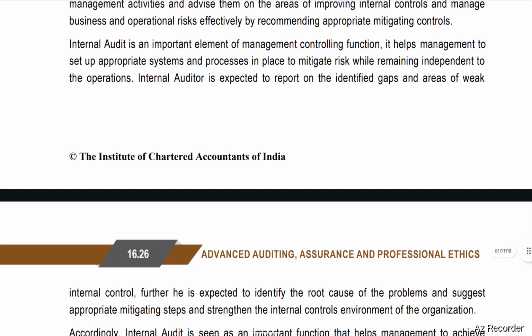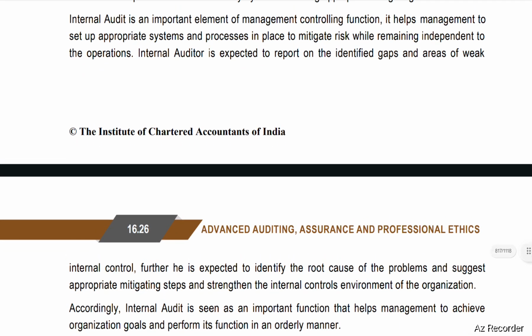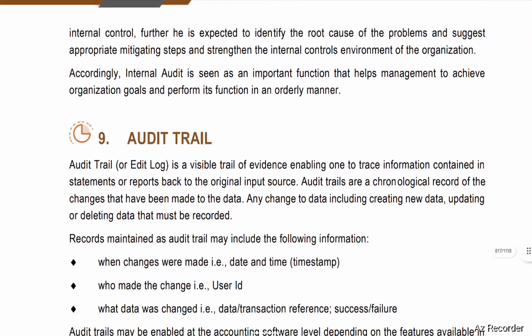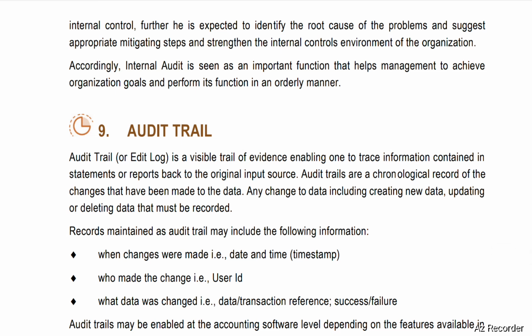Internal audit is an important element of the management controlling function. It helps management to set up appropriate systems and processes to mitigate risk while remaining independent of the operations. The internal auditor is expected to report on the identified gaps and areas of weak internal control. Further, he is expected to identify the root cause of the problems, suggest appropriate mitigating steps and strengthen the internal control environment of the organization. Accordingly, internal audit is seen as an important function that helps management to achieve organizational goals and perform its functions in an orderly manner.